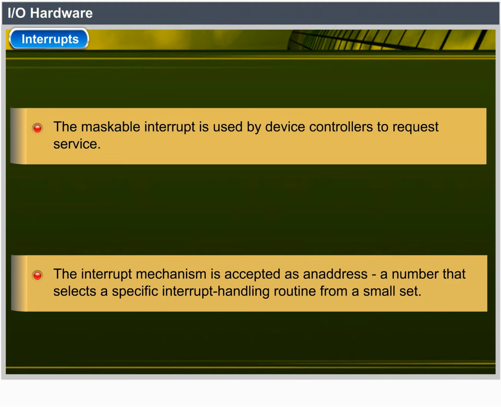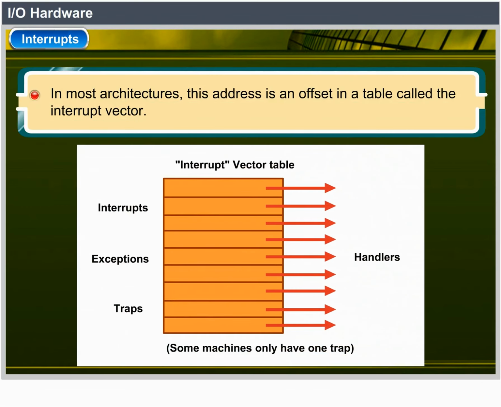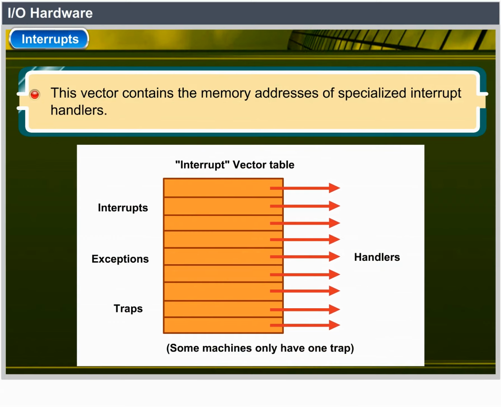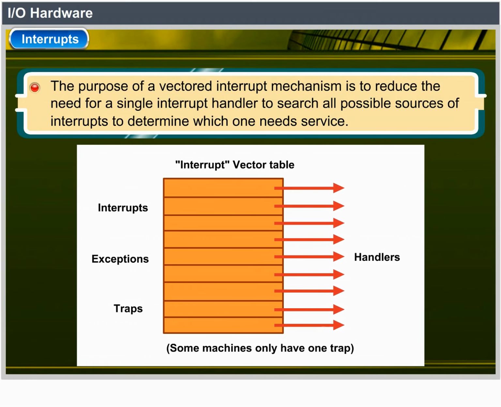In most architectures, this address is an offset in a table called the interrupt vector. This vector contains the memory addresses of specialized interrupt handlers. The purpose of a vectored interrupt mechanism is to reduce the need for a single interrupt handler to search all possible sources of interrupts to determine which one needs service.